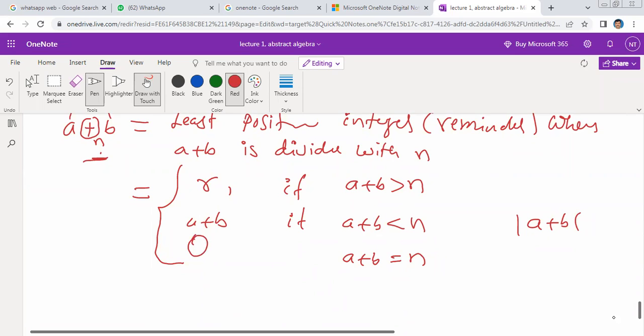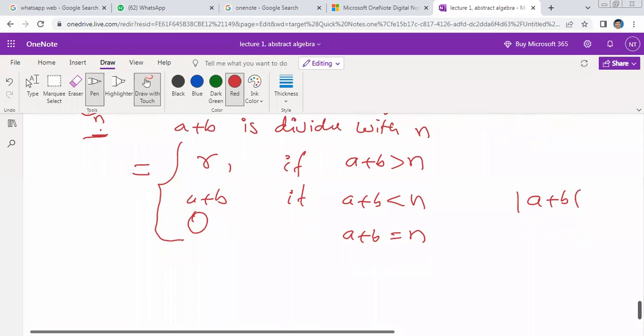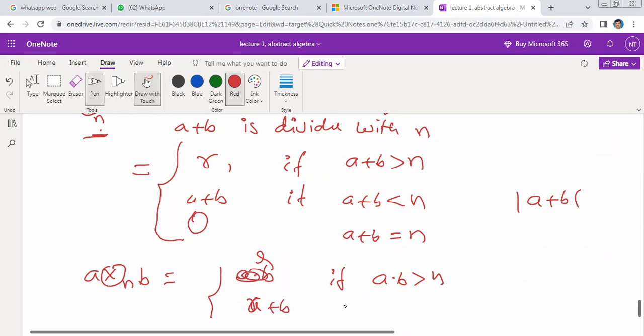This is a notation of the addition modulo n. Similarly, multiplication modulo n, a multiplication modulo n b is equal to the same thing. It is a into b if a into b is greater than n. That is, divide only when this product is bigger than n. This is nothing but r. If a into b is less than n, then the answer is a into b.